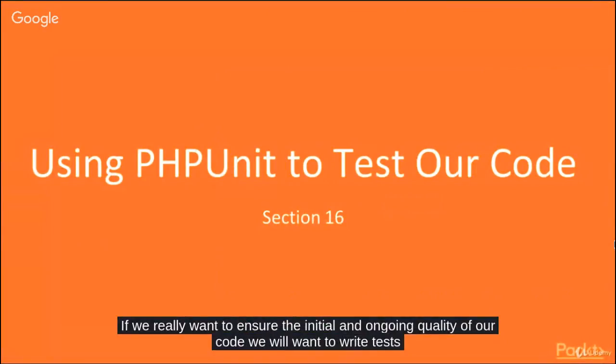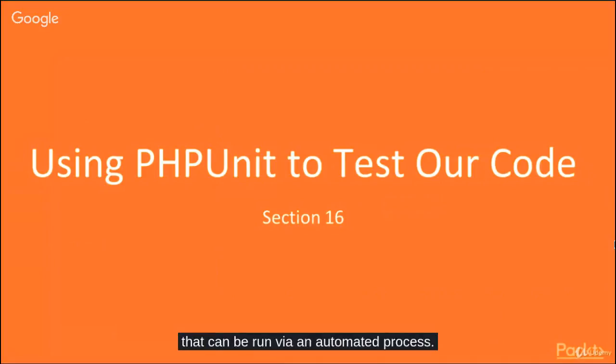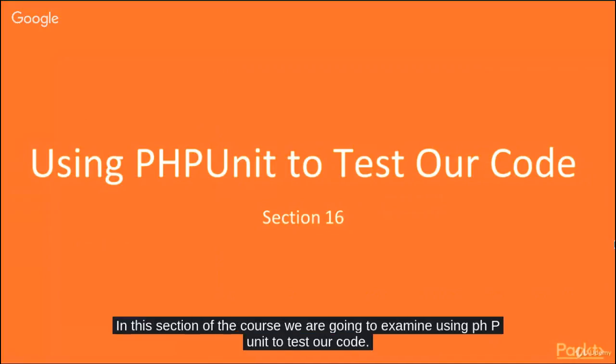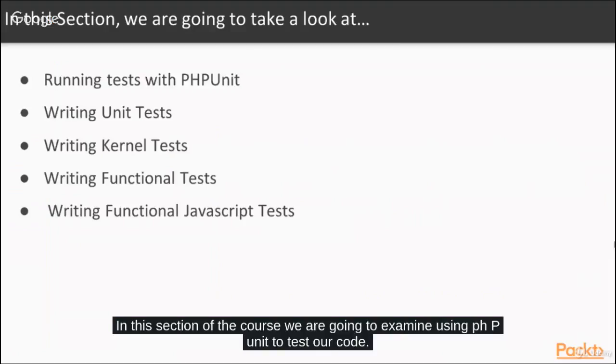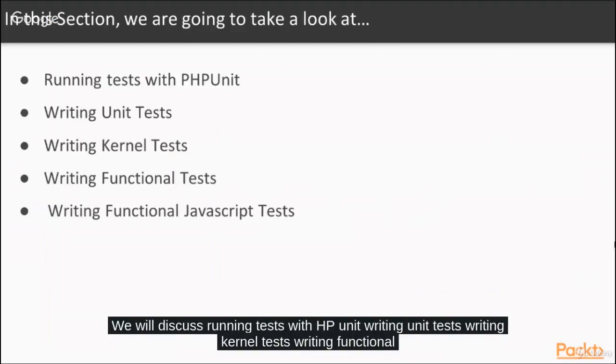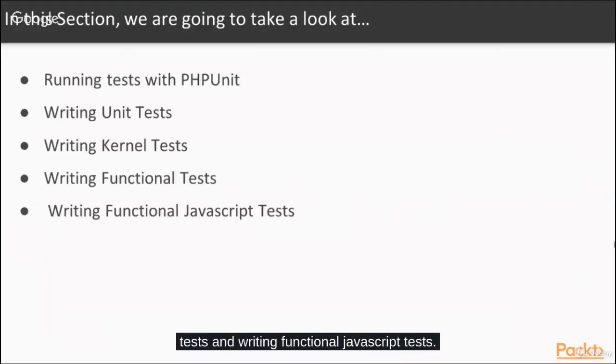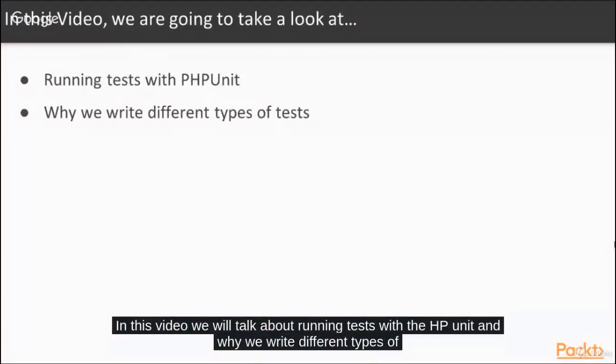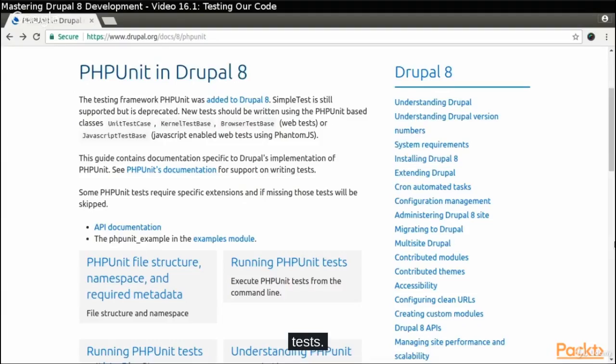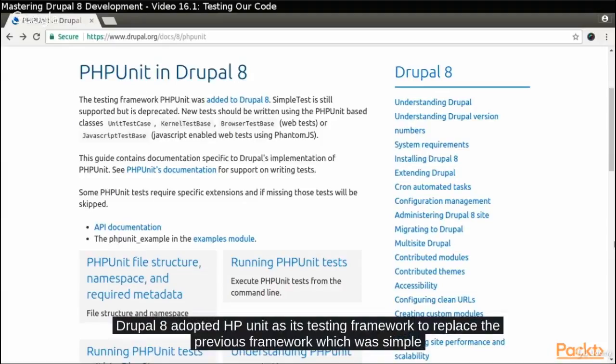If we really want to ensure the initial and ongoing quality of our code, we will want to write tests that can be run via an automated process. In this section of the course, we are going to examine using PHP unit to test our code. We will discuss running tests with PHP unit, writing unit tests, writing kernel tests, writing functional tests, and writing functional JavaScript tests. In this video, we will talk about running tests with PHP unit and why we write different types of tests. Drupal 8 adopted PHP unit as its testing framework to replace the previous framework, which was simple test.